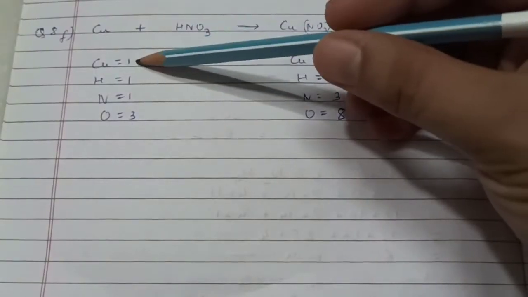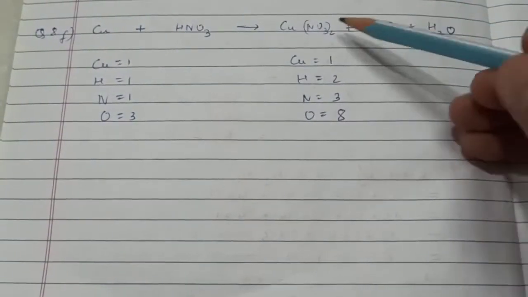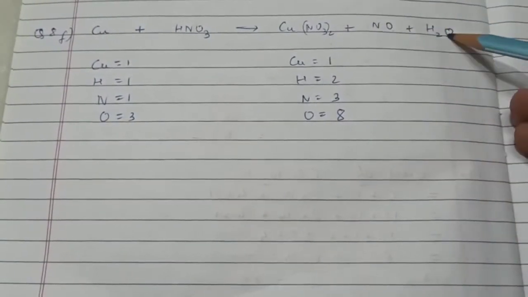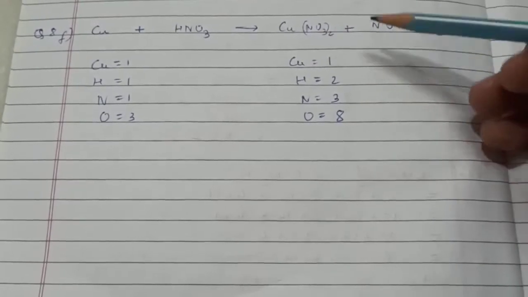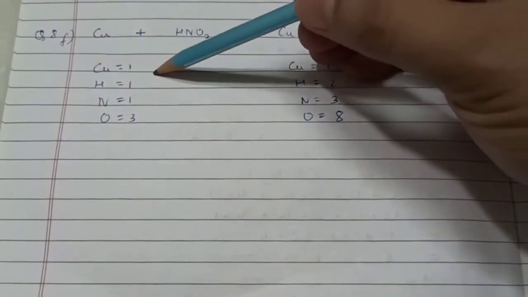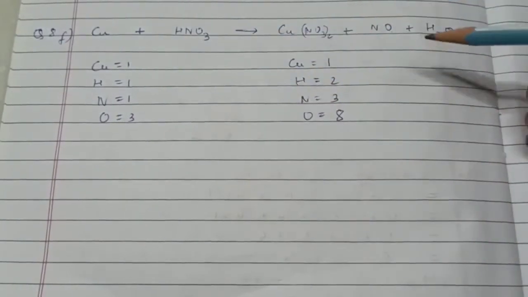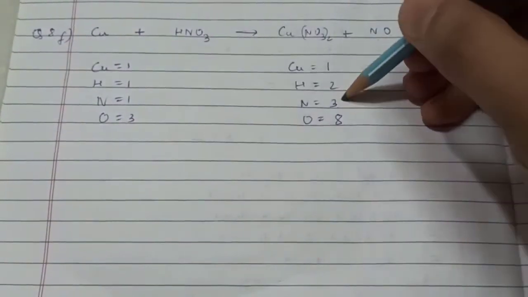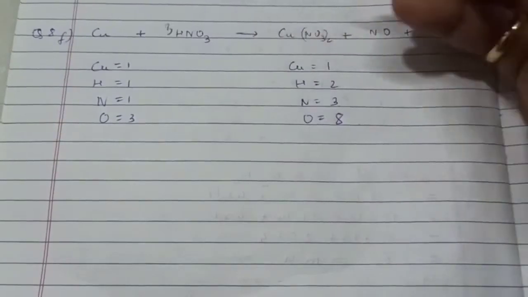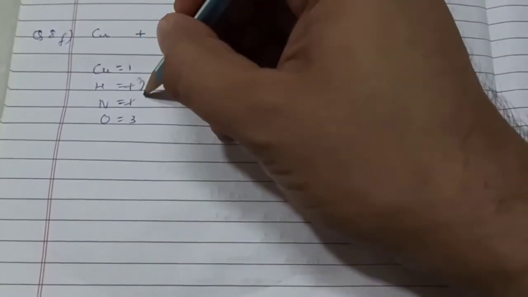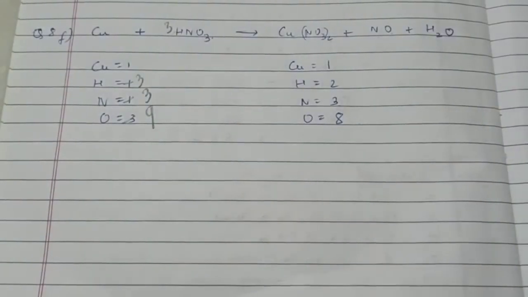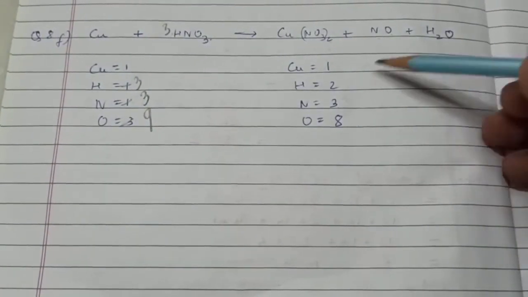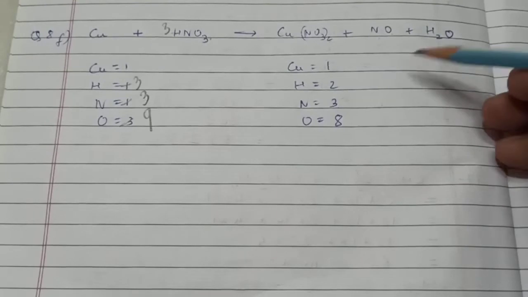First of all, list all the elements and the number of atoms. Notice how oxygen is 3 into 2, 6, plus 1, 8. And nitrogen is 2 out here, plus 1, 3. Now, number of copper atoms are equal. Hydrogen is less, nitrogen is less, oxygen is less. So let's directly increase nitrogen. Let's make it 3. So hydrogen becomes 3, nitrogen becomes 3, and oxygen becomes 3 into 3, 9. Now we'll have to increase hydrogen out here. So we'll have to put a 2.